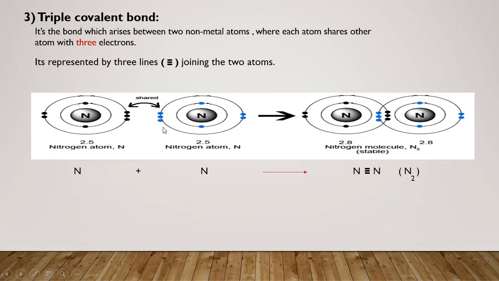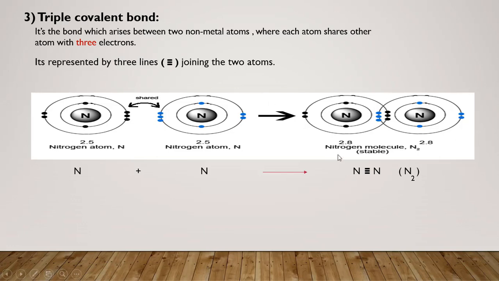The triple covalent bond is the bond which arises between 2 nonmetal atoms, where each atom shares the other atom with 3 electrons. And it's represented by 3 lines joining the 2 atoms. It means that each atom shares the other one with 3 electrons. Like in nitrogen molecule. The nitrogen contains 7 electrons and the outermost energy level contains 5 electrons. So it needs 3 electrons to complete its outermost energy level. So each atom shares the other one with 3 electrons.